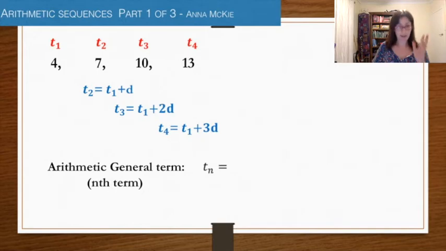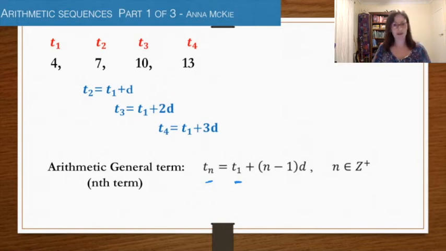So here's our formula. Please write this down. To find the nth term, you take the first term, that initial term, and you add on n take 1 times by the difference. So remember, that's how we were getting this 3 here. If n was 4, the fourth term, subtract off 1 to get a 3, and it's 3 lots of the difference. So that's the general term for this sequence.